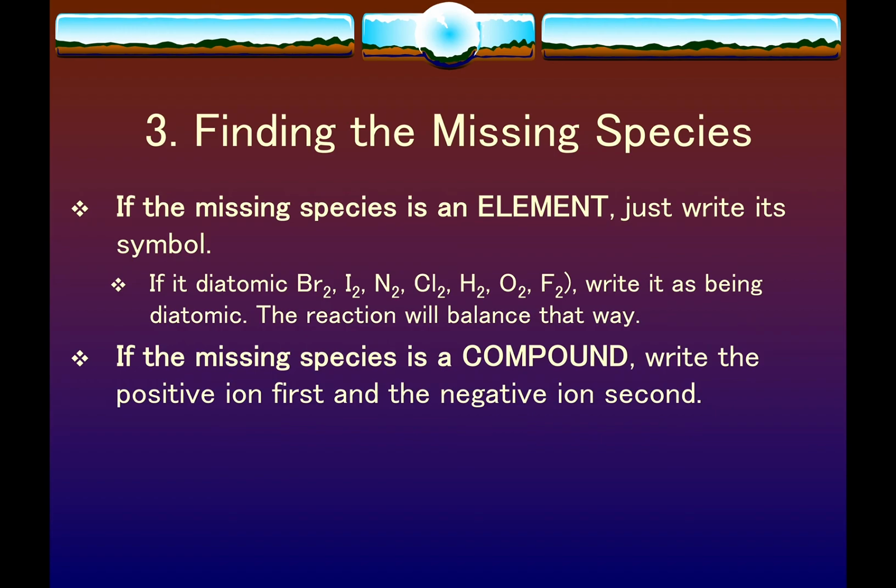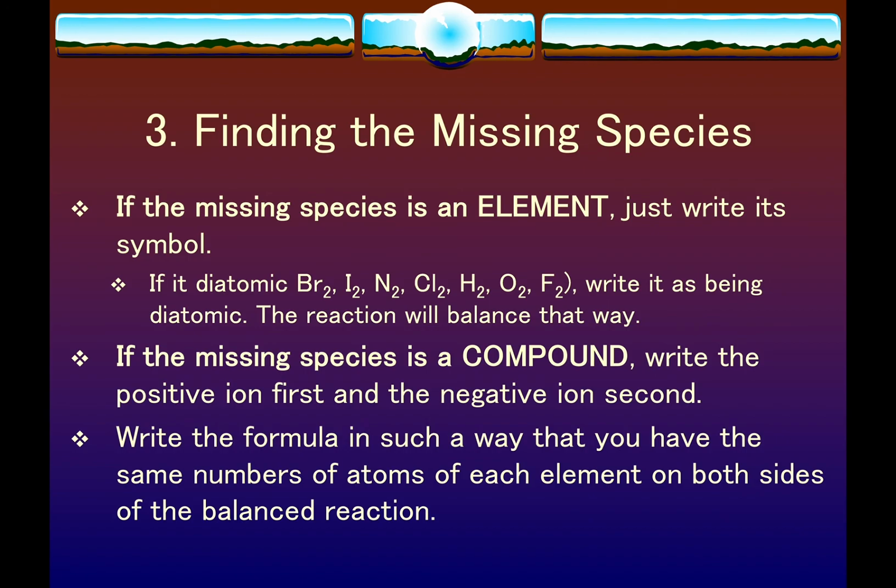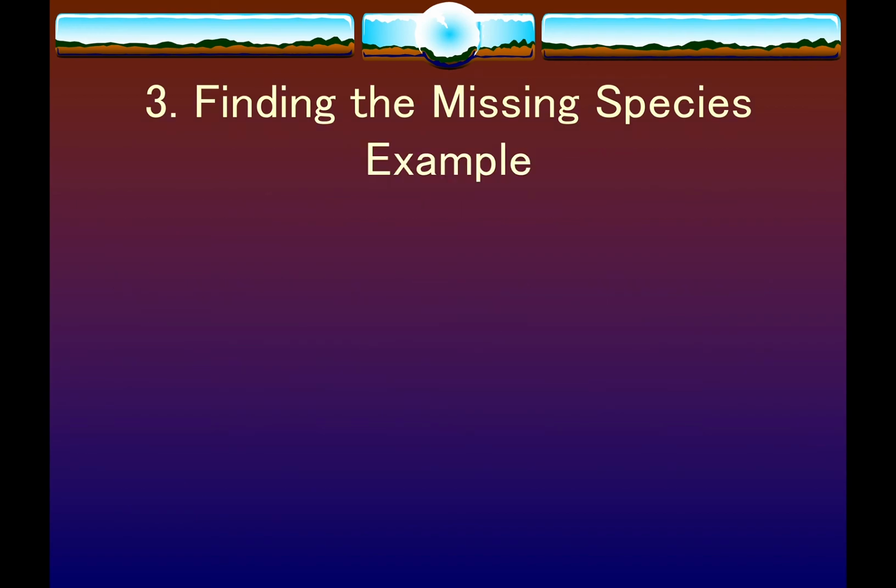If the missing species is a compound, we always write the positive ion first and the negative ion second. And we'll want to write this formula in such a way that we have the same number of atoms of each element on both sides of the balanced reaction. So it gives us a way to kind of verify that we wrote that right.